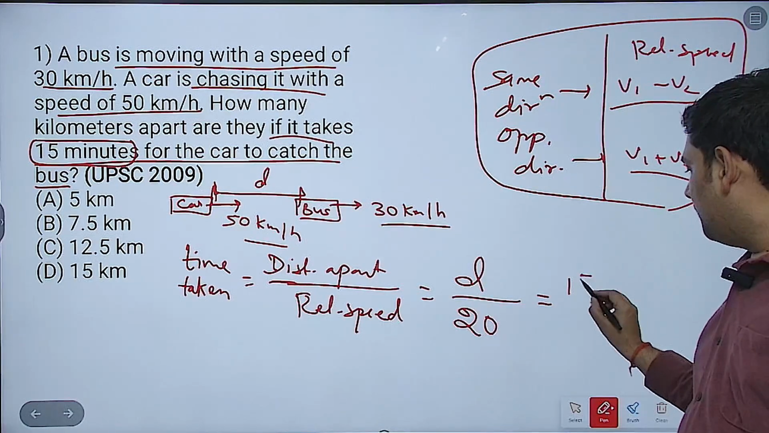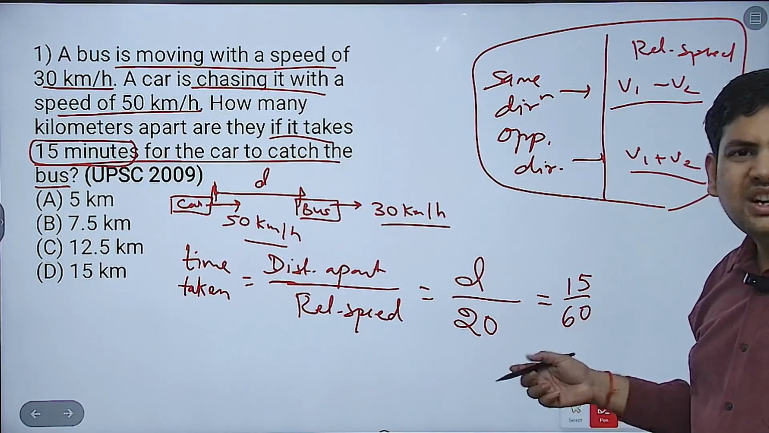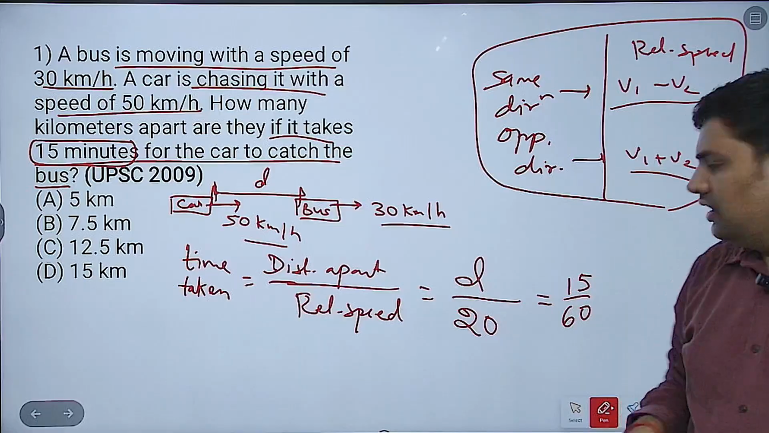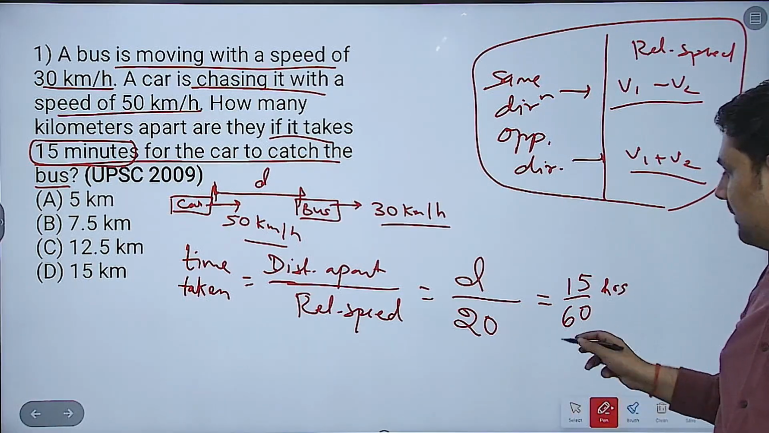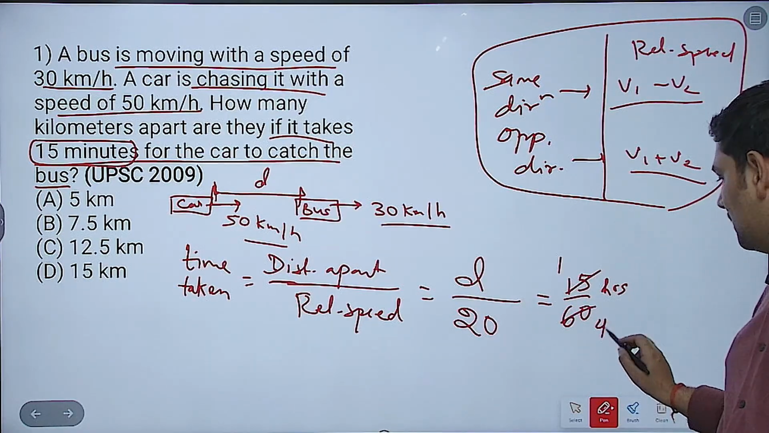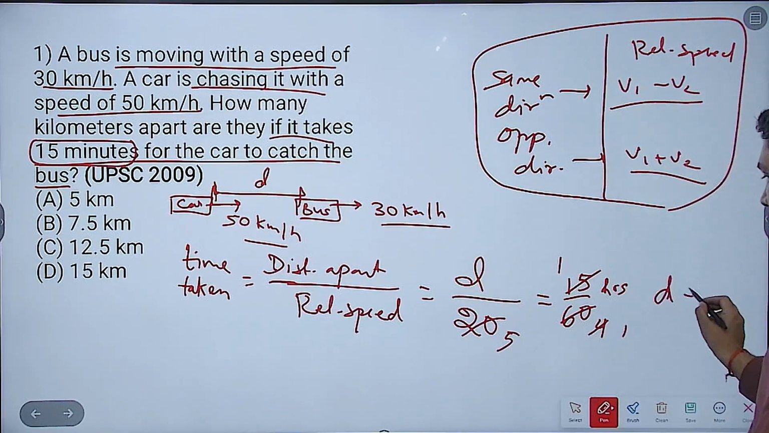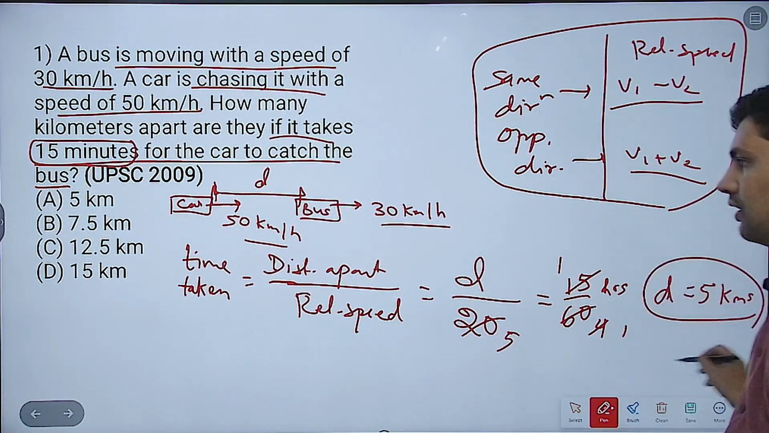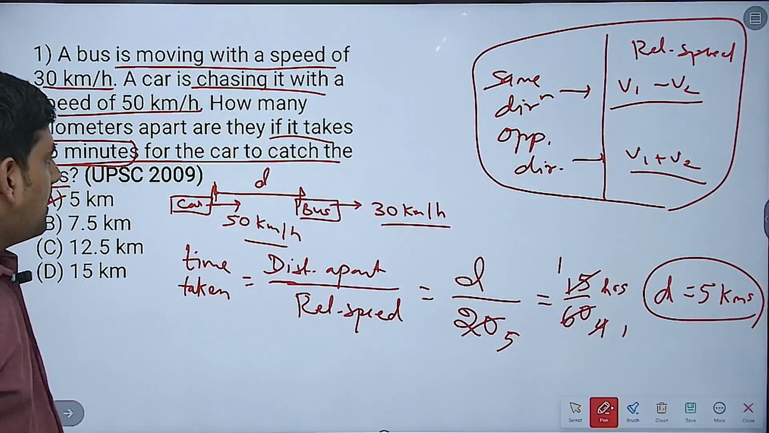That is, 15 minutes means what? 15 by 60, or simply 1 by 4 hour. Anyway, you can write 15 by 60 hours. How many times this will go? This will go one time, this will go 4 times, then one time, this will go 5 times. What you got? You got d is equal to 5 kilometers. That's it. So the distance came out to be 5 kilometers.